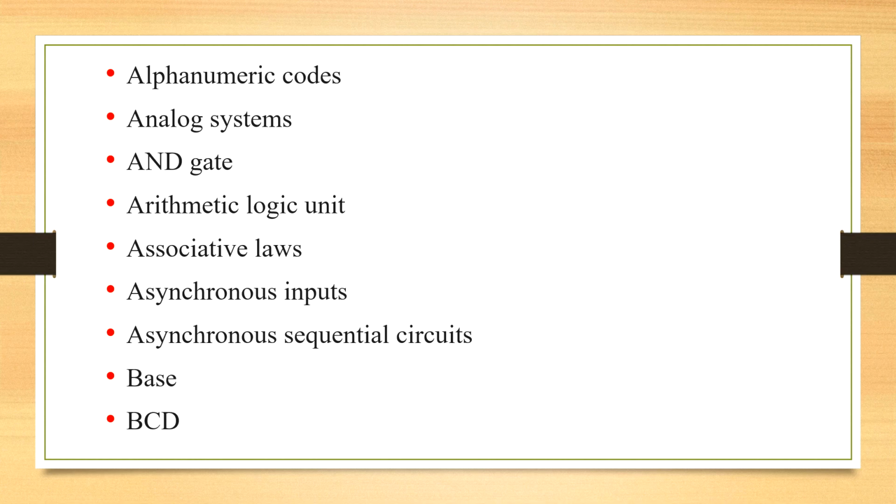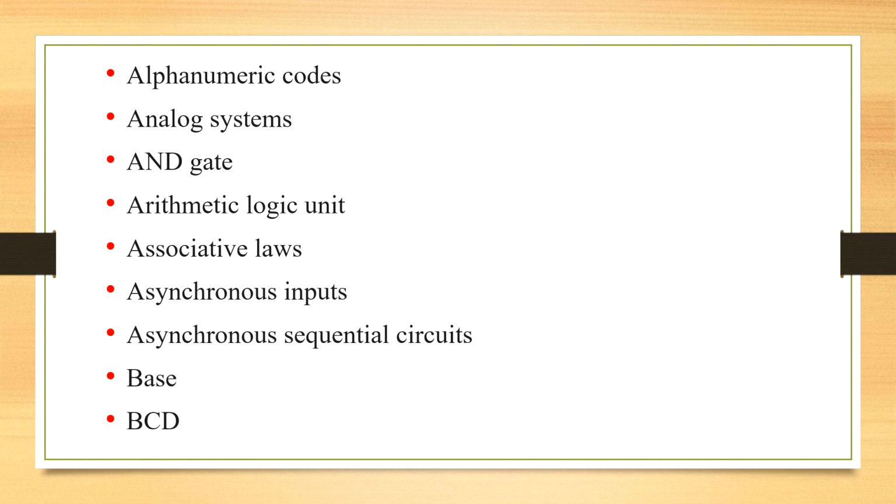Next one, AND gate. The AND gate performs logical multiplication, more commonly known as the AND function. Next one, arithmetic logic unit. It is a combinational logic circuit that performs arithmetic and logical operations such as addition, subtraction, AND, OR, and complement as per the function select inputs.